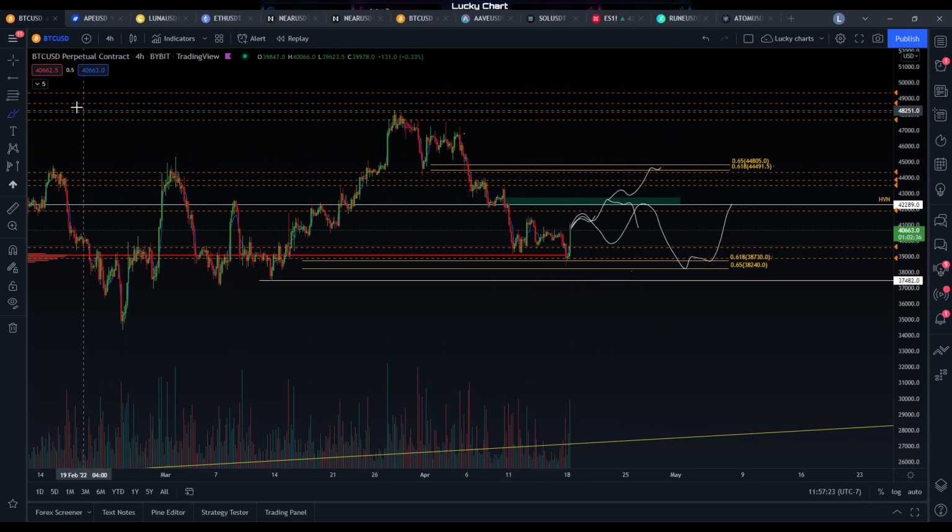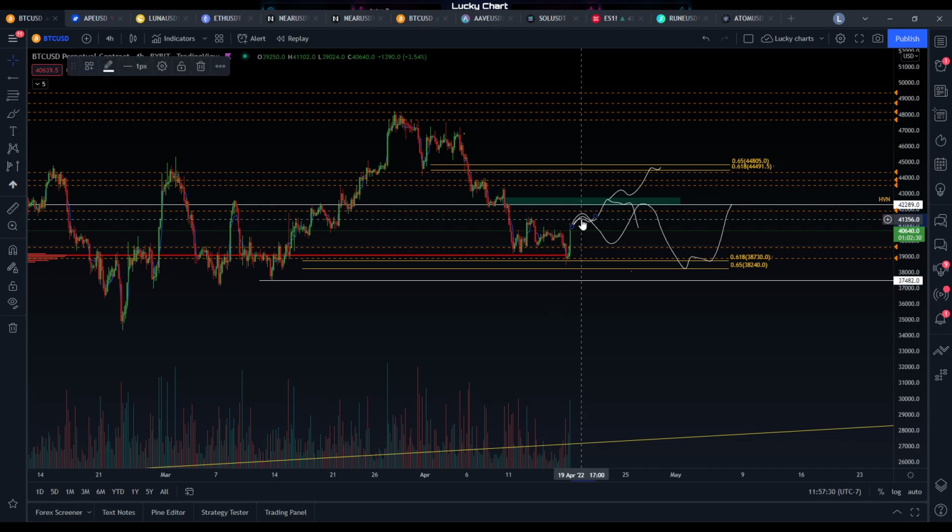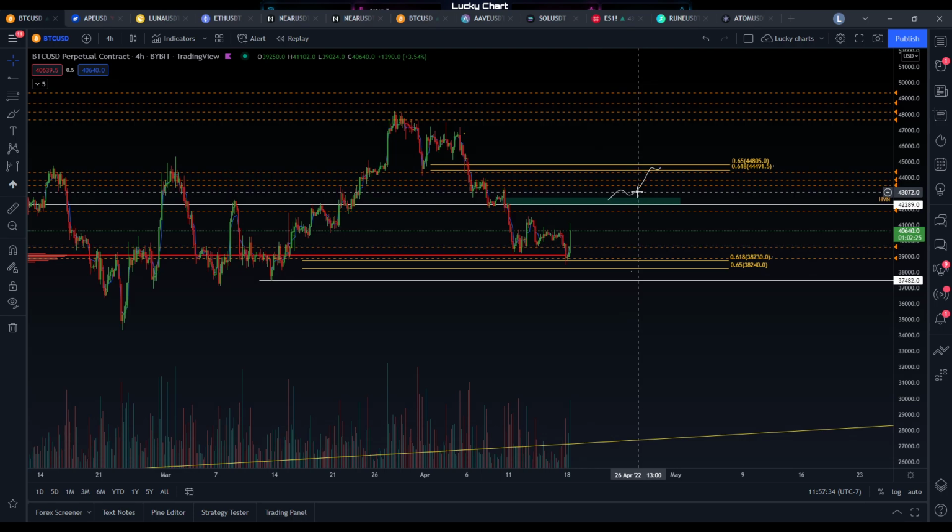So anyways, that's how I like to trade. I like to trade both ways, shorts from key resistance, longs from key support, and just take profits reasonably. But I think it should be an interesting week for Bitcoin and crypto in general.